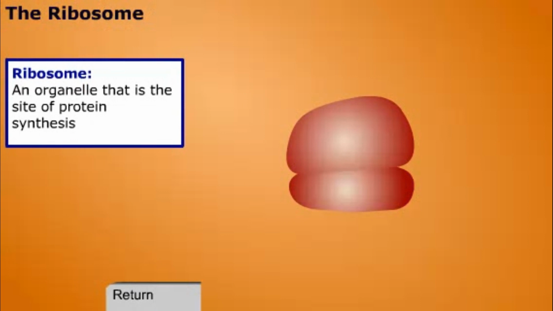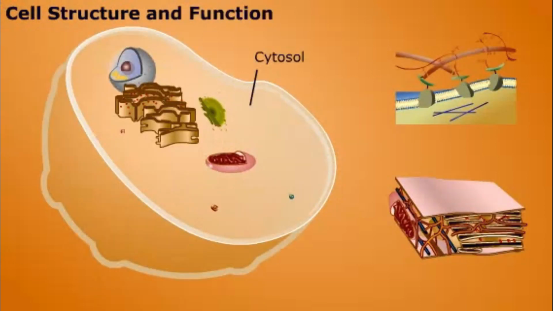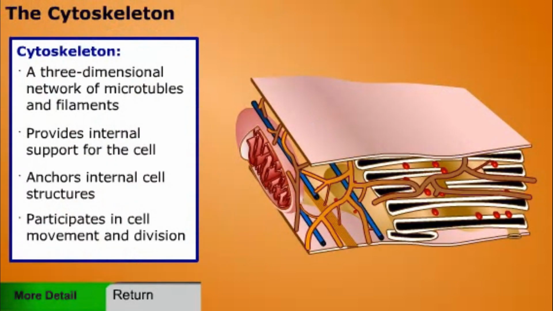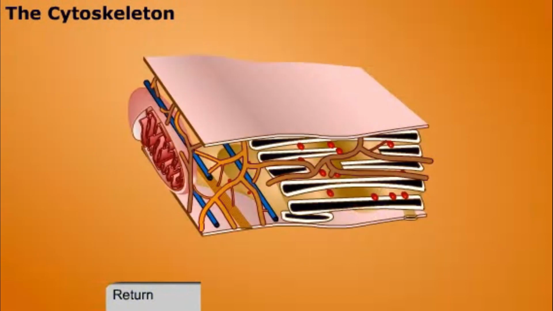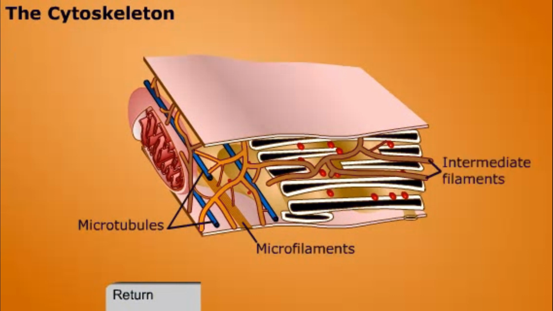Peroxisomes are membrane-enclosed organelles responsible for the breakdown of toxic substances. The ribosome is the site of protein synthesis. Ribosomes can float freely in the cytosol, or they can be bound to the endoplasmic reticulum. The cytoskeleton is a three-dimensional network of microtubules and filaments. It provides internal support for the cells, anchors internal cell structures, and participates in cell movement and division.